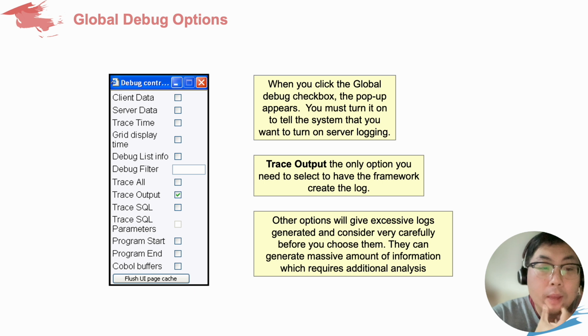There are other parameters like trace SQL, trace program start and end, which is normally useful for the COBOL, but COBOL has been less and less used within recent versions. So I would say the most important one to use is trace outputs, and try not to use the other ones if it's not necessary, because it gives a lot of information which might make your debugging a bit difficult.